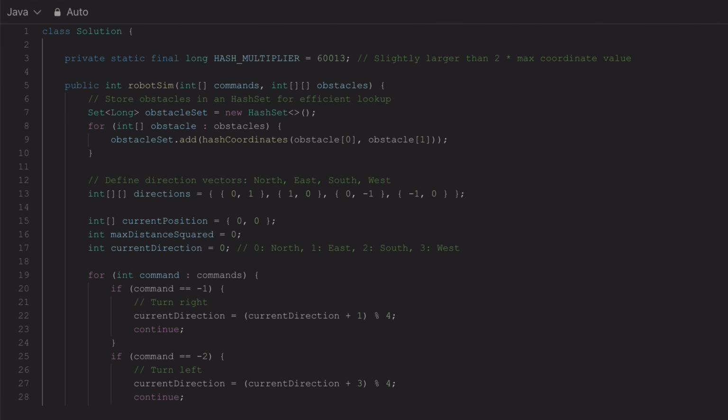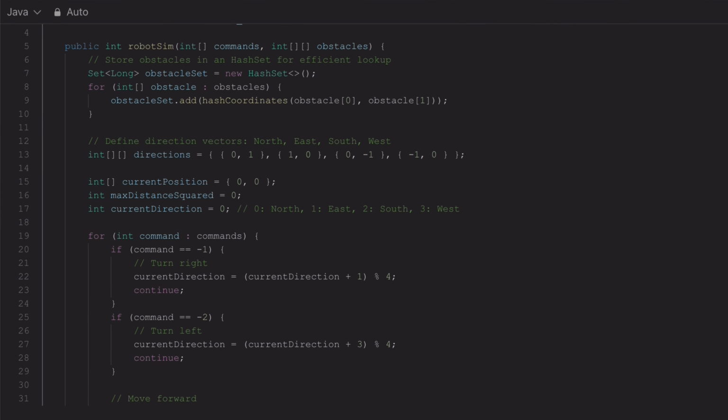So very first, what you need to do is create the function at line number 2 and line number 3. You see we have defined the method, and then you will create the commands, and this is given in the argument. From that, you will create an obstacle set where we will store all the obstacles in a hash set for efficient lookup.